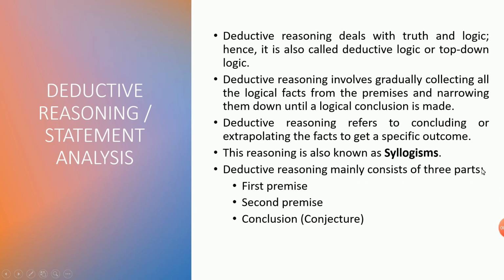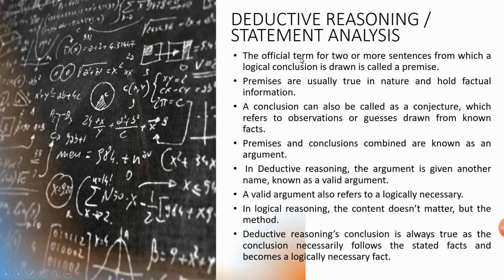Deductive reasoning mainly consists of three parts. First premise, that is the first statement, then second premise, the second statement. Based on these two statements, we come to a conjecture point, that is known as the conclusion. In the question, we will be getting these two sentences, and based on these two sentences we arrive at a conclusion. That is known as deductive reasoning. The official term for two or more sentences, as I said in the previous slide, where the statements are given, is premise.